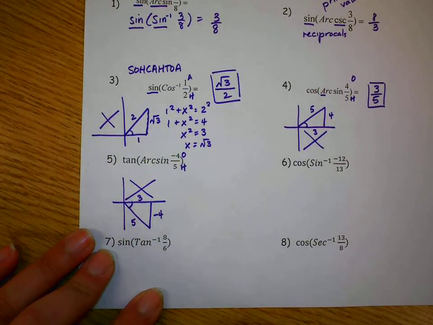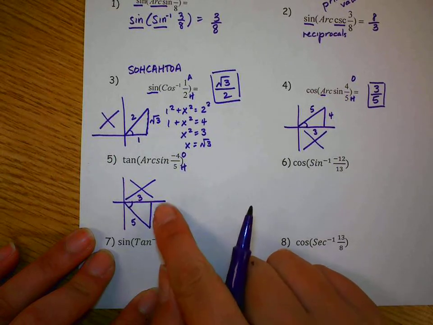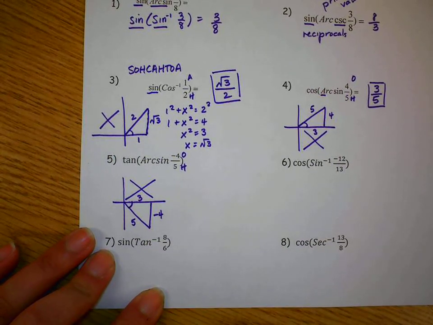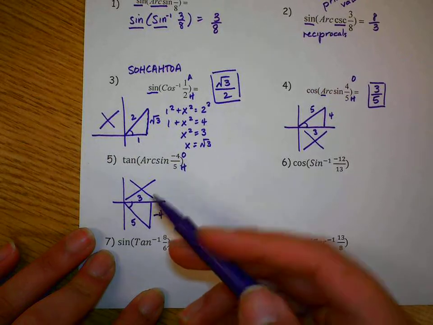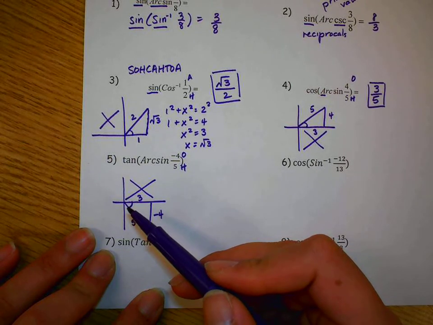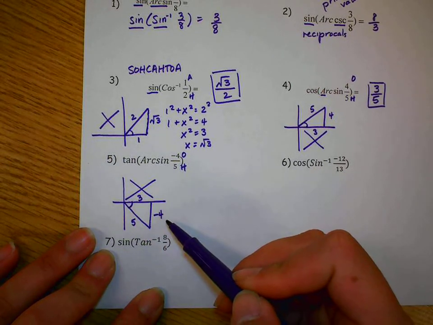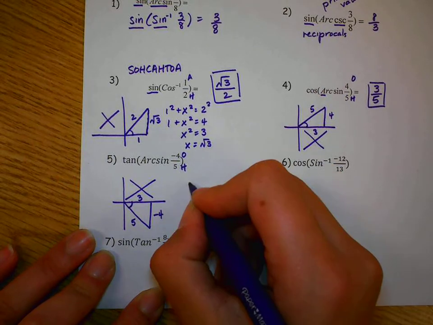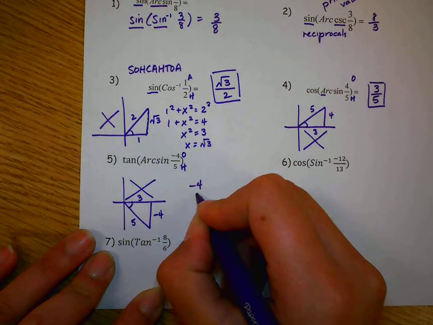Okay, double check to make sure your picture makes sense. It does make sense that this 4 would be negative. Okay, so we've gotten our picture. Let's go ahead and take the tangent of this angle. So we're looking at TOA, opposite over adjacent. So my final answer in this one would be negative 4 over 3.